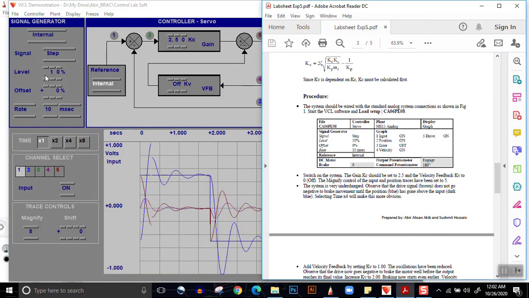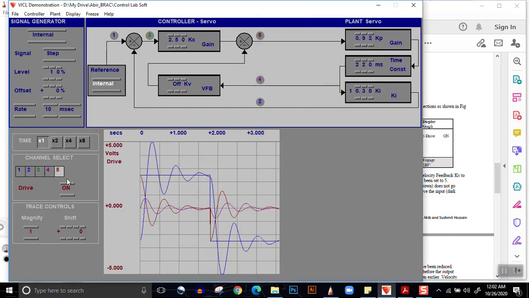Signal is step, level is 10%, offset is 0, wait is 10 milliseconds. So what we do is, we do not need our drive signal, we turn it off. We do not need anything except the input and output, so we turn all the other things off. So we have input and we have output. Sorry, output is our position and not velocity. This is the position output.